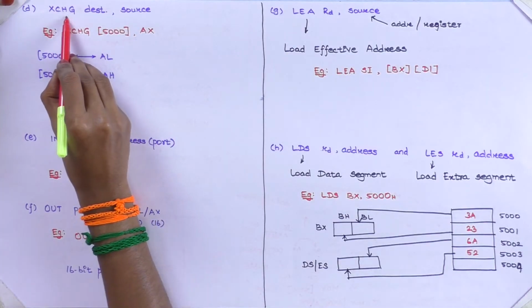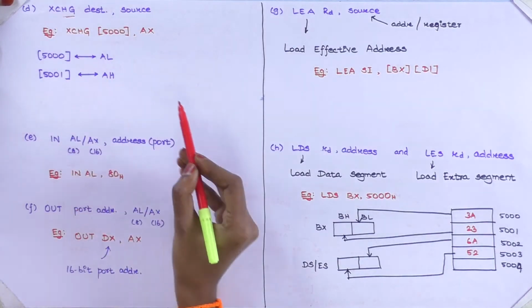The next instruction is the exchange instruction. In 85 we are able to perform exchange between only two register pairs, one is HL and the other is DE. But here you can perform the exchange operation between register and register, and register and memory.